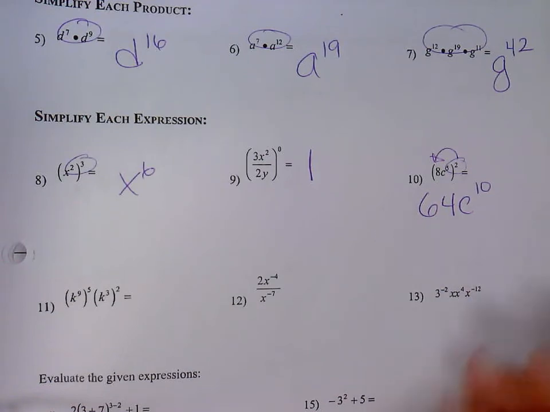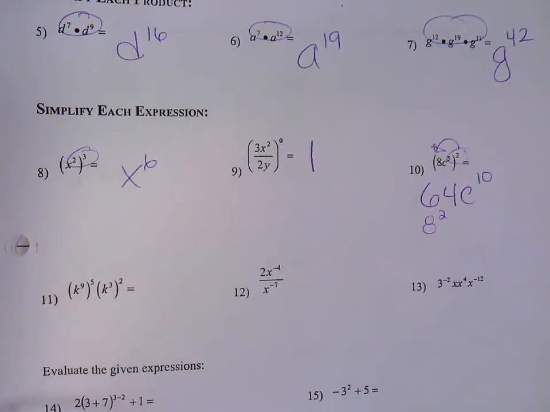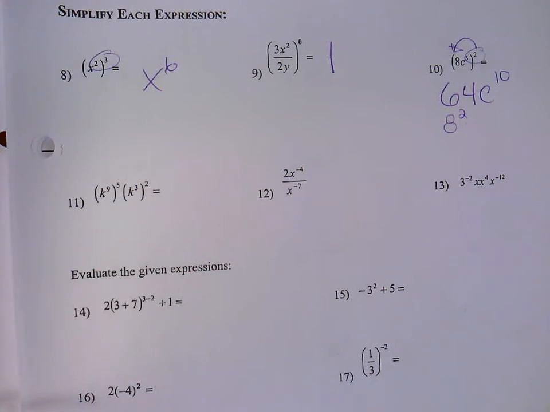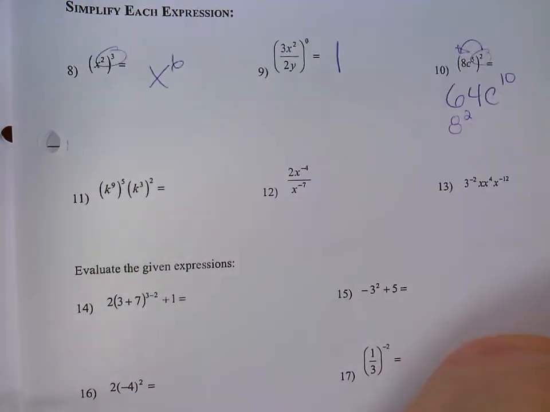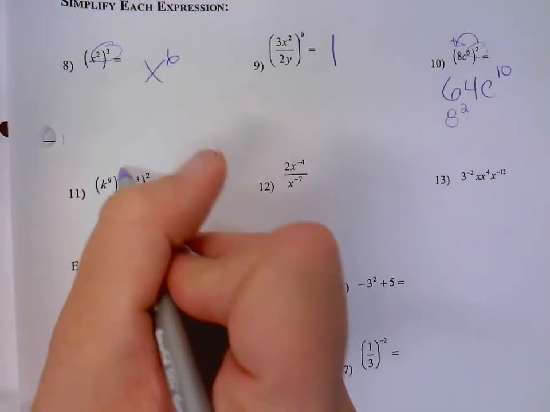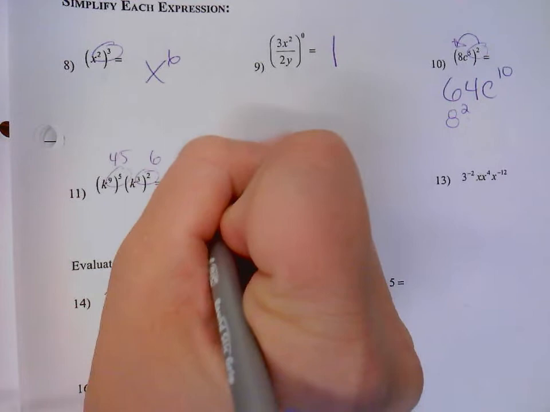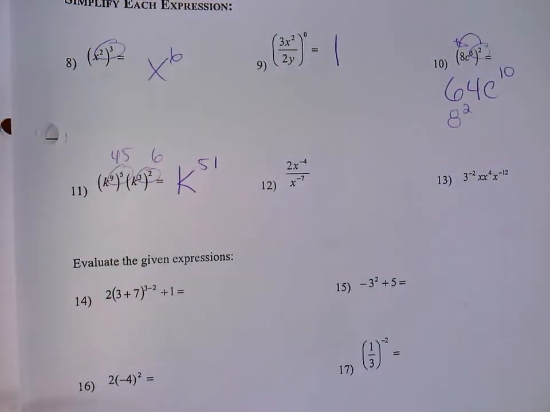I would rather you write it as 64 personally, but I don't know. If you do it on one problem, fine, but if you do it on every problem, you want to reduce the number. All right, let's see. This gives you 45, 6, and then you add them together to get 51. Is that what you got?